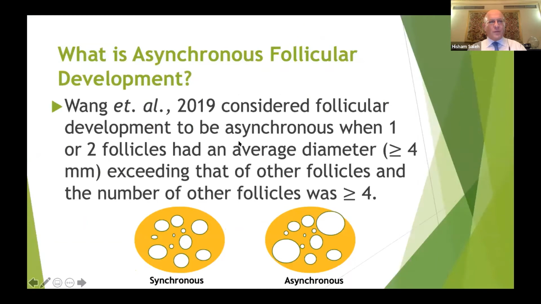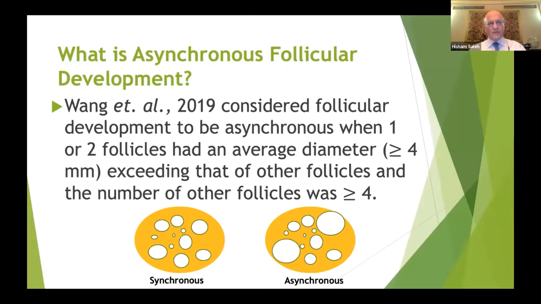Wang et al. considered follicular development to be asynchronous when one or two follicles had an average diameter of 4 or more millimeters, exceeding that of the other follicles, and the number of the other follicles was 4 or more. So Wang was more precise in the definition. If you have one or two follicles exceeding by 4 millimeters the smaller cohort of follicles, especially if the number of the smaller follicles is significant, that's to say 4 or more, and the difference is 4 millimeters or more, which is more or less equivalent to 2 days or more of stimulation.